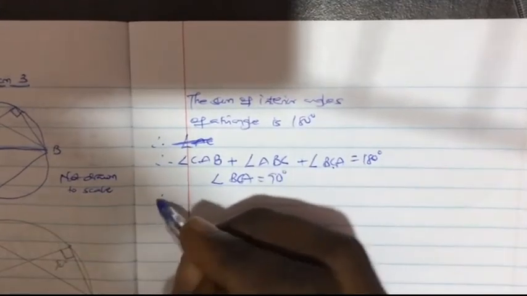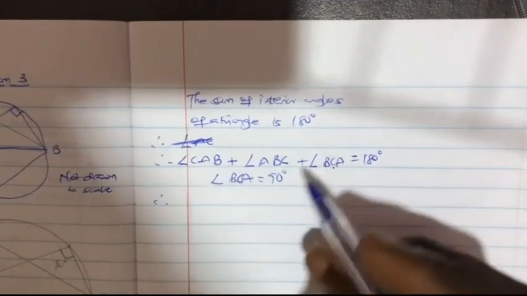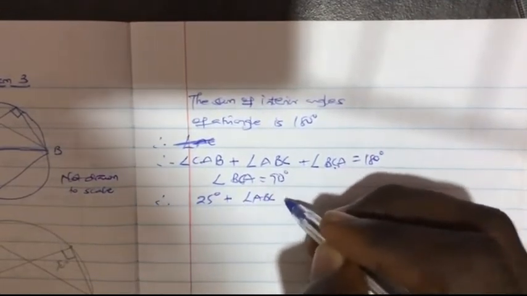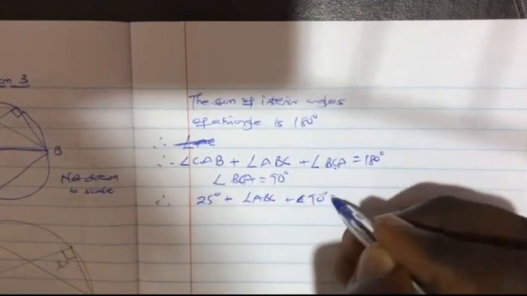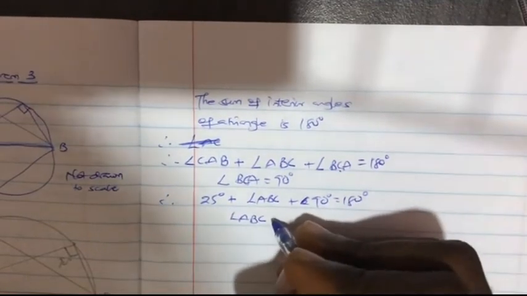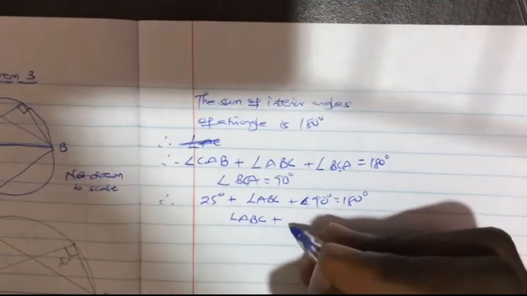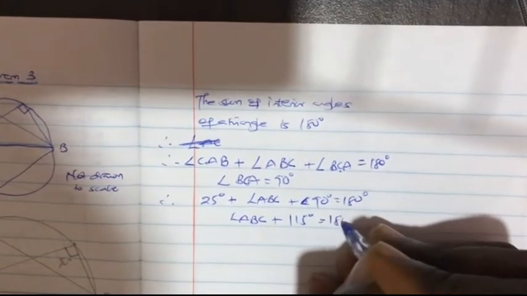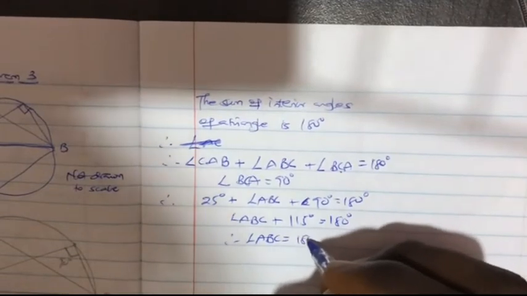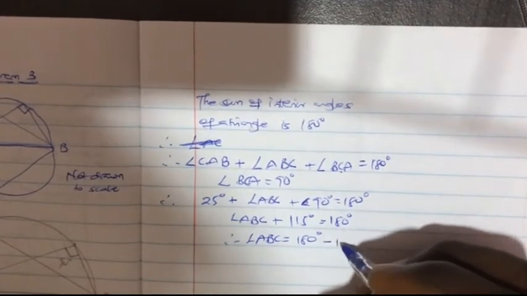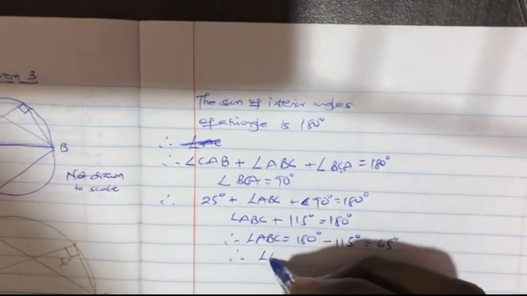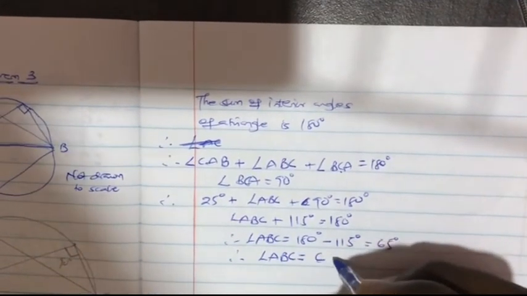Okay, and it was given in the question that CAB is equal to 25 degrees. So you are going to say that therefore 25 degrees plus angle ABC plus 90 degrees is equal to 180 degrees. So angle ABC plus 90 plus 25 is 115, so angle ABC plus 115 degrees is equal to 180 degrees. Okay, so therefore angle ABC is equal to 180 degrees minus 115 degrees. And our final answer is going to be 65 degrees. So therefore, angle ABC is equal to 65 degrees.